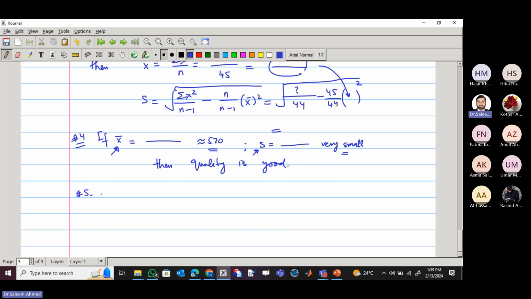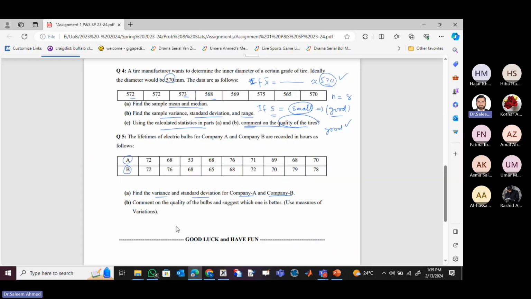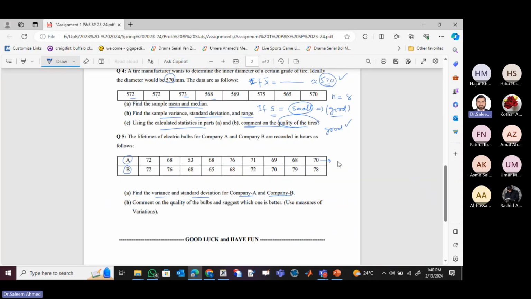In question number 5, calculate the mean for company A, which is the sum of x values from A divided by N, right? N is the same for both, 8 values. And calculate x bar B, which is the sum of x B values divided by N. You will add them separately. If you add A, it gives you the sum of x A. If you add B, it gives you the sum of x B. So you have to calculate x bar for A and B separately.